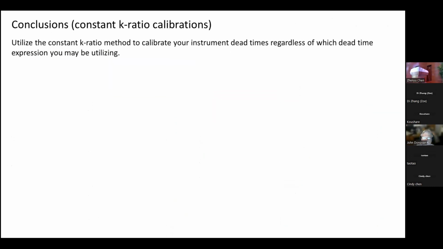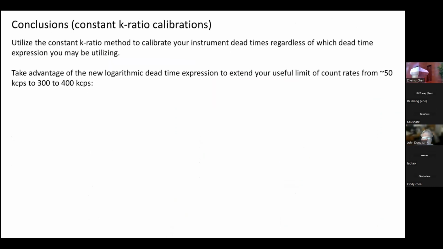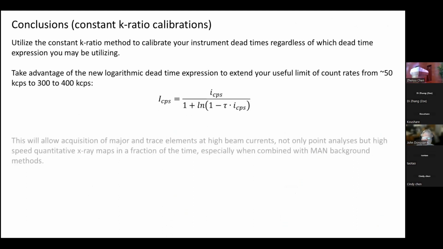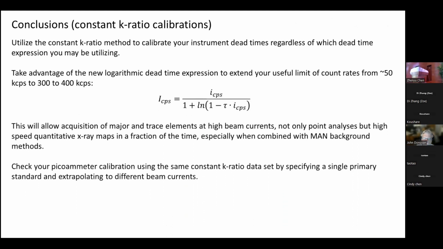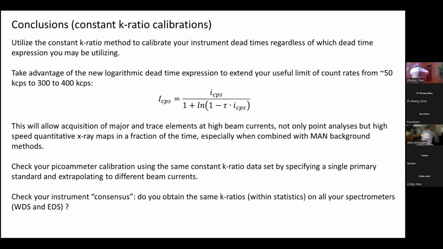And so just to wrap up the constant K ratio method, there's the logarithmic expression. And checking to see if you can produce a constant K ratio over a range of beam current is an essential test to check for not only the dead time calibration, but also your picoamp meter calibration.